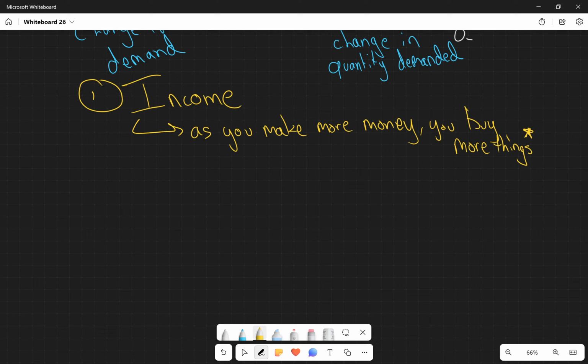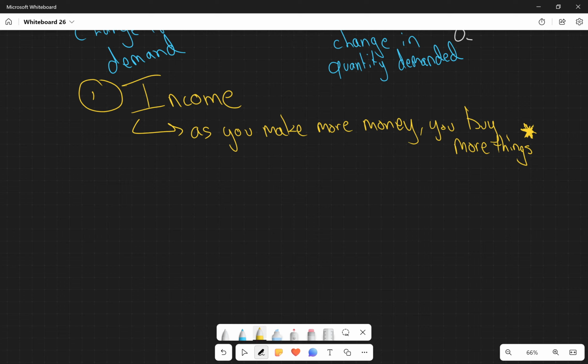Now, I put an asterisk here. Why did I put an asterisk here? Has anybody read ahead? Why did I put an asterisk here? When we talk about income and we talk about goods, we have to classify what type of good is it? What type of good is it? Like an asset? Is that what you're talking about? No, but I like the guess. Thank you for trying. Non-essentials? You're getting closer. You're getting closer.